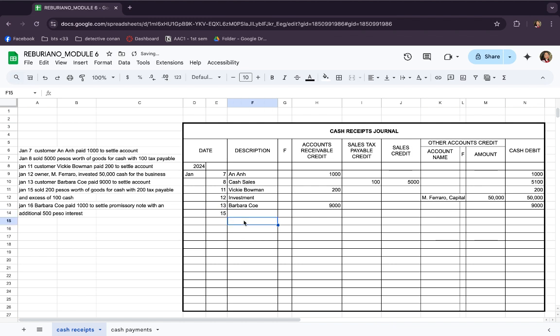Sold 200 pesos worth of goods for cash with 200 peso tax payable and an excess of 100 cash. So, we will do something a bit different here. We have cash sales again. Credit sales for 200 pesos. Then, another 200 pesos for the tax payable. And as mentioned, there is cash over here, or an excess of 100 cash. So, for the other accounts, this is where we will put it. We're going to put cash short or over.